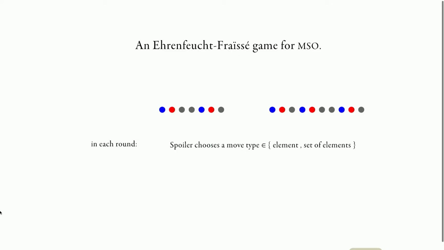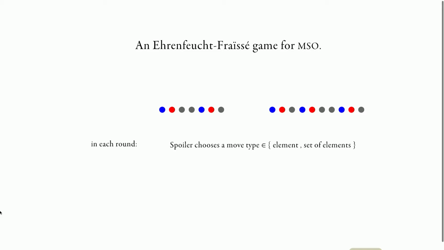So in each round, it works as follows. First, the spoiler player makes his move. And there are two types of move he could make. If it were the standard Ehrenfeucht-Fraïssé game for first-order logic, there would only be one type of move. But because we're dealing with a logic with two types of quantifiers, element and set quantifiers, we will have two types of move. You could reduce it to one type of move, but I'll do it this way.